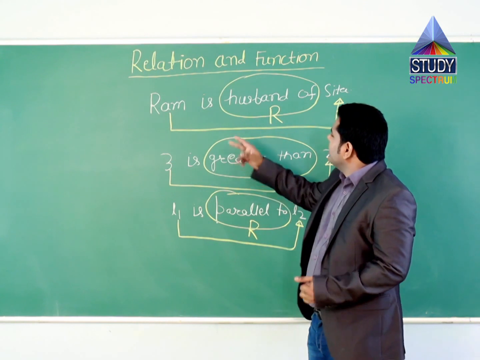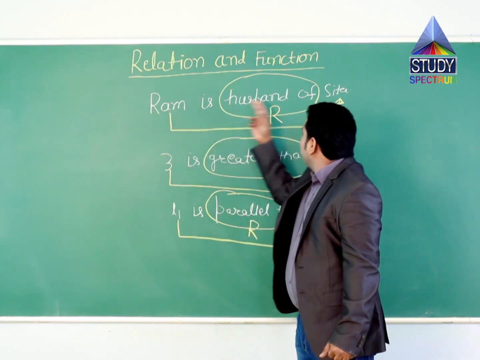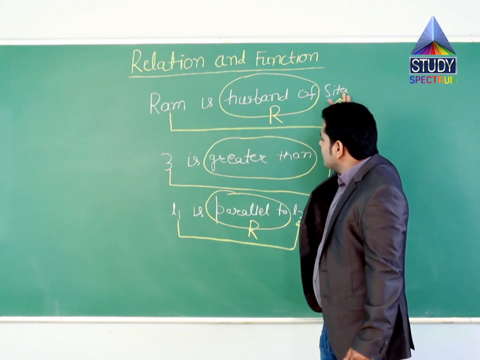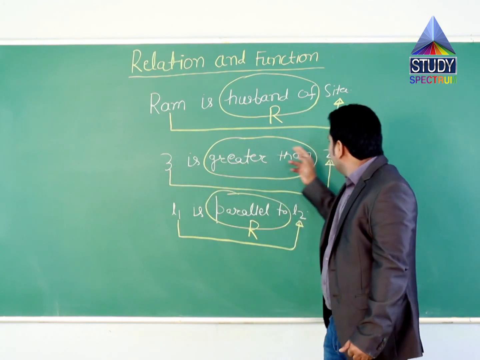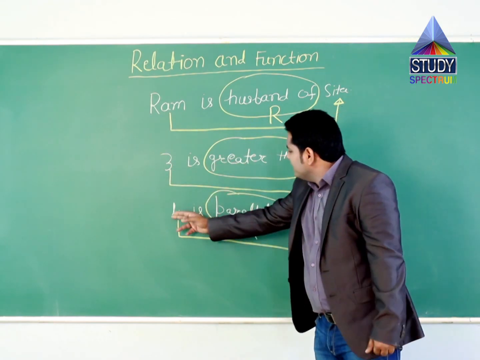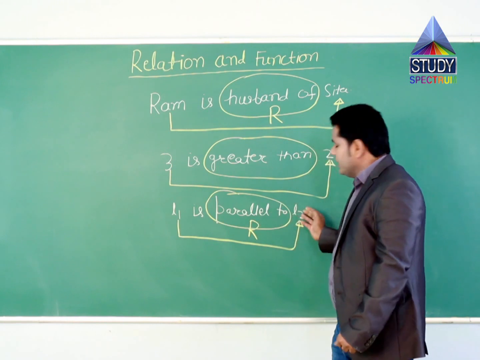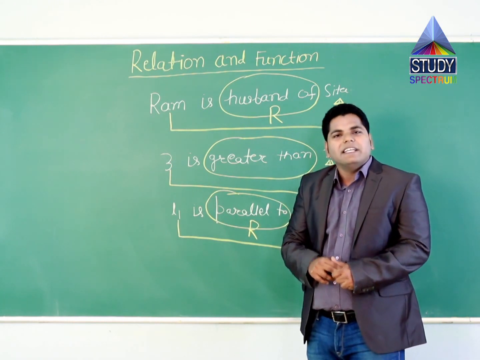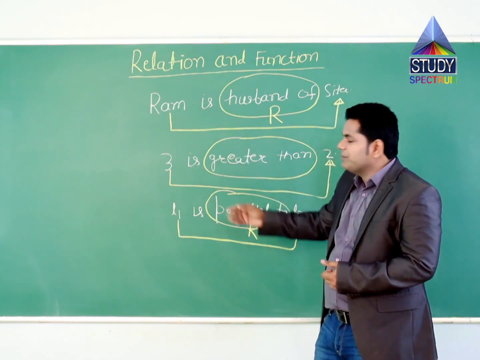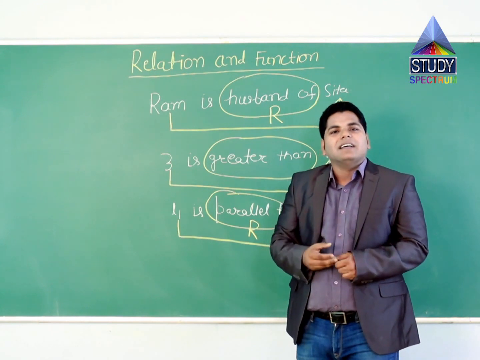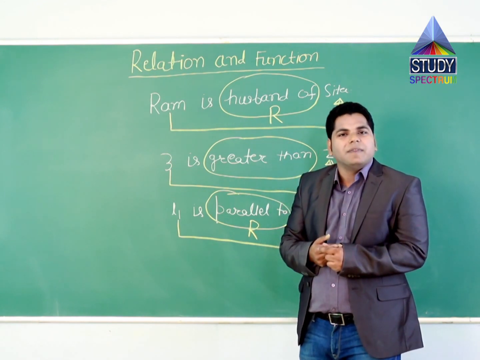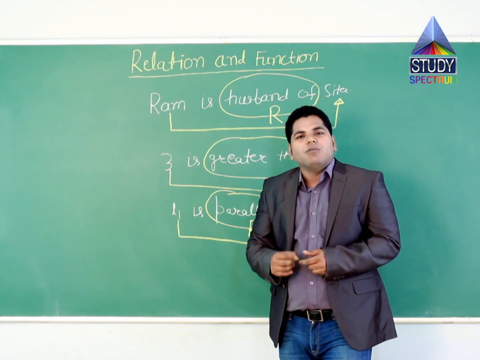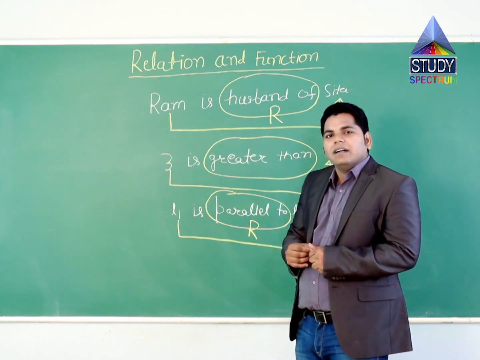Now, if you analyze these examples, you can easily say a relation involves two objects or things. In the first example, Ram and Sita are involved. In the second example, 3 and 2 are involved. In the last example, L1 and L2 are involved. It means we can conclude from these examples that a relation involves two things.